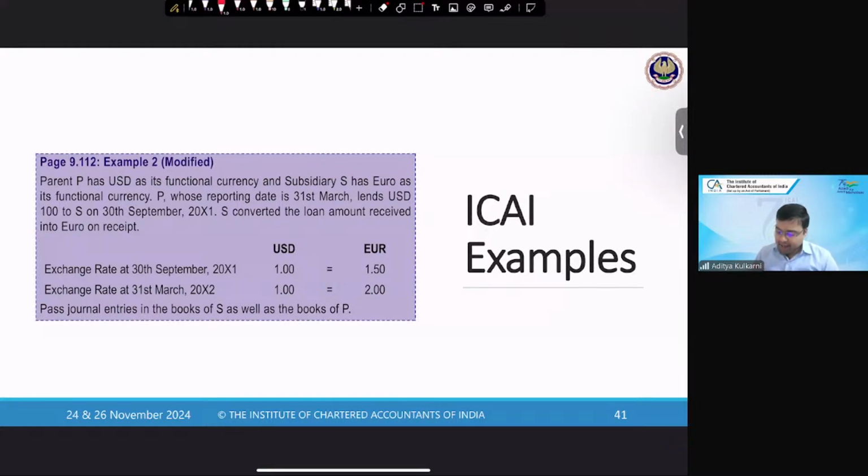Okay. Parent P has USD as its functional currency and subsidiary S has Euro as its functional currency. P, whose reporting date is 31st March, lends $100 to S on 30th September X1. S converted the loan amount received into euros on receipt. Exchange rate on 30th September, $1 equals 1.5 euros. And on 31st March, $1 equals 2 euros. Pass journal entries in the books of S as well as the books of P. Is the question okay?